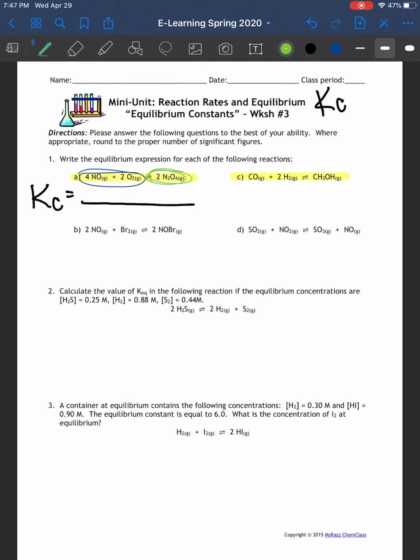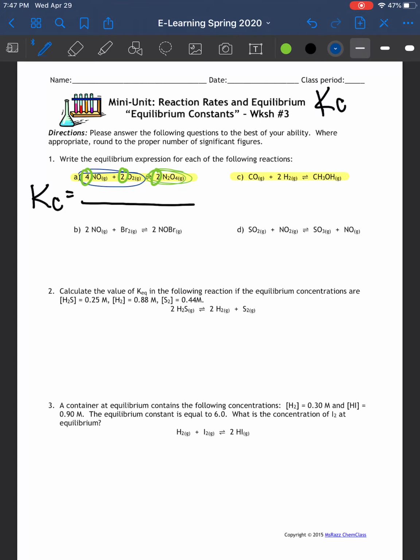So this equation is balanced, and when you are writing your equilibrium expression, you need to use your coefficients. The coefficients are important here versus whenever we're doing our reaction rates or anything else. So let's start by writing the equilibrium expression here for part A.